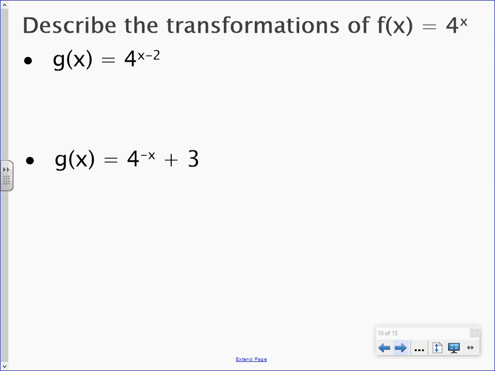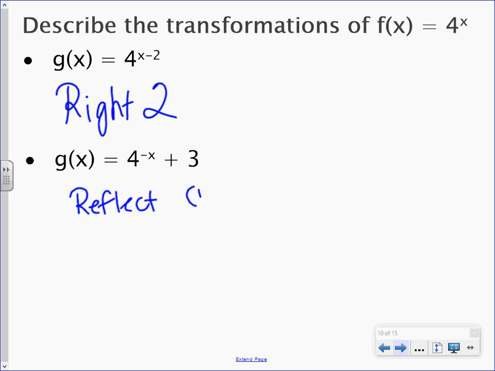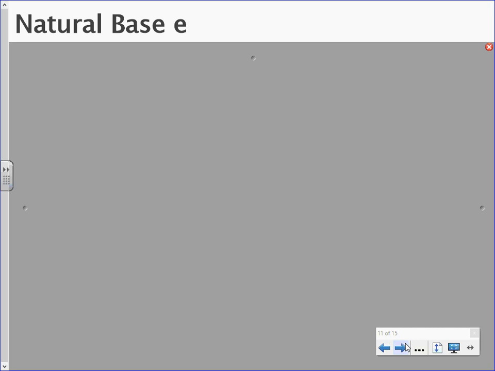All right, first one. Eli. Do we agree with Eli? Okay. Kira, the second one. Reflecting the horizontal and then up 3. Okay, so this reflection causes it to be exponential decay, right? That's what she meant by horizontal. And then we have a shift of up 3.